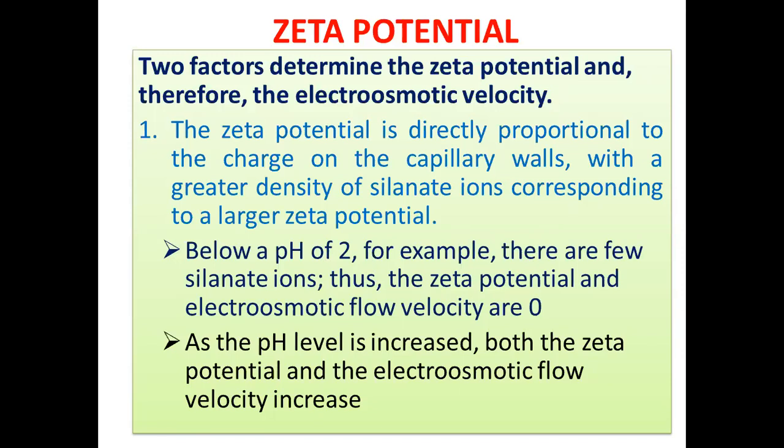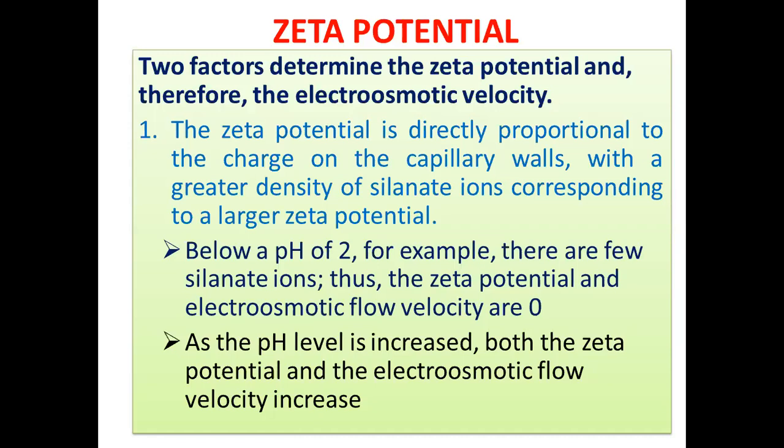If you maintain a pH of less than 2, the ionization of the silanol group will become difficult. So the SiOH group will remain as SiOH group only. There is no question of forming SiO minus group. SiO minus groups are not going to be formed if the pH is very low.